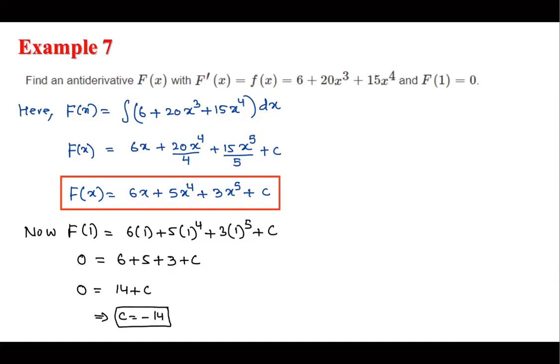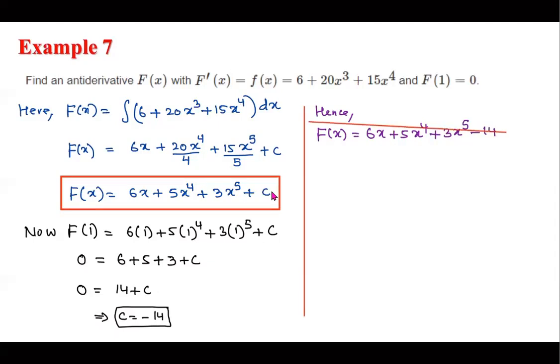So to get the final answer, we need to plug in the value of c up here. So we can write our final answer. Let me write here at the side. So we say, hence f of x is equal to 6x plus 5x to the 4 plus 3x to the 5. And the value of c we got here, it's -14. So we plug in -14. So that becomes minus 14. So that is the final answer.